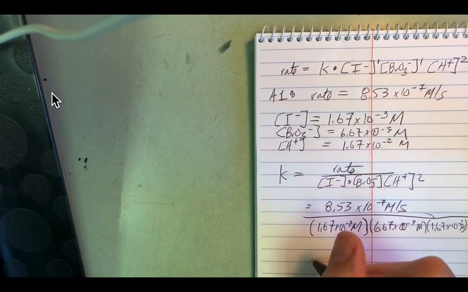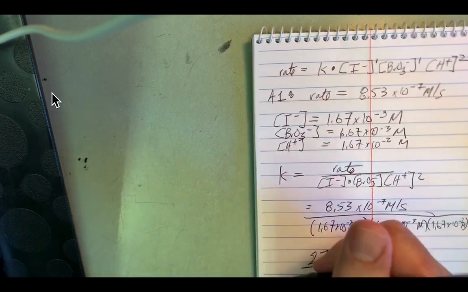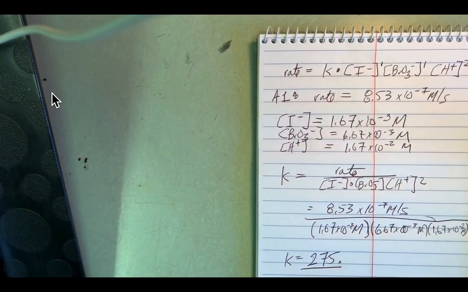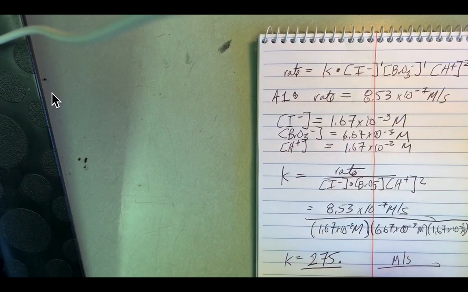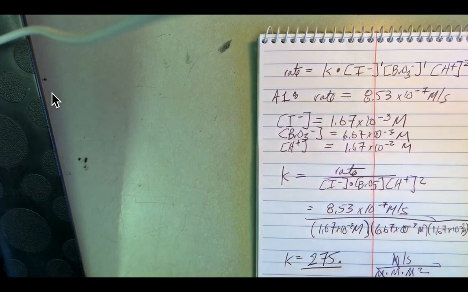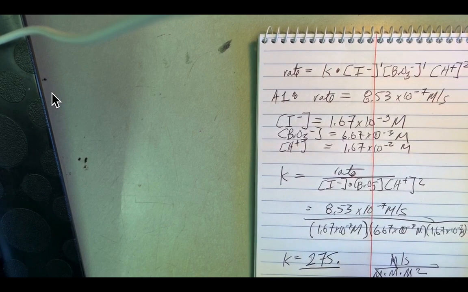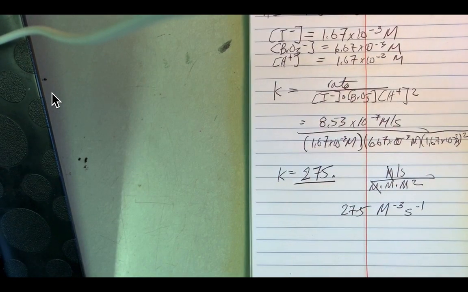When I put this into my calculator, I get 275 for the rate constant. And then it also asks us to do the units, so let's just do math with the units. Molarity per second on the top, molarity times molarity squared on the bottom. Just like regular algebra, M cancels M, and so we're left with molarity to the minus 3, seconds to the minus 1. So 275 M to the minus 3 s to the minus 1.